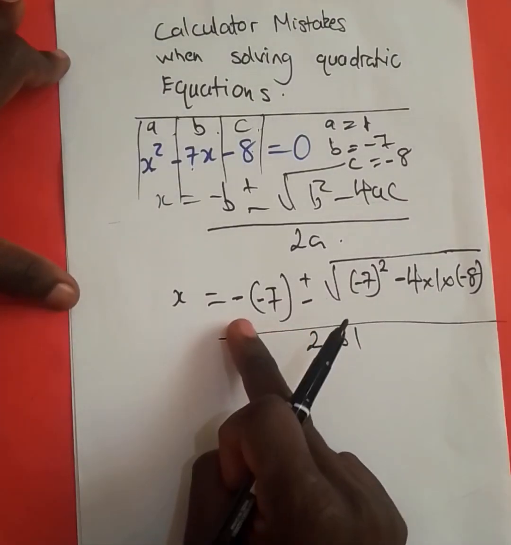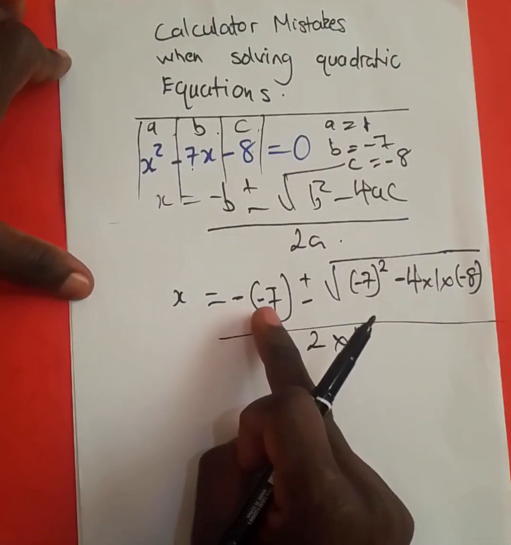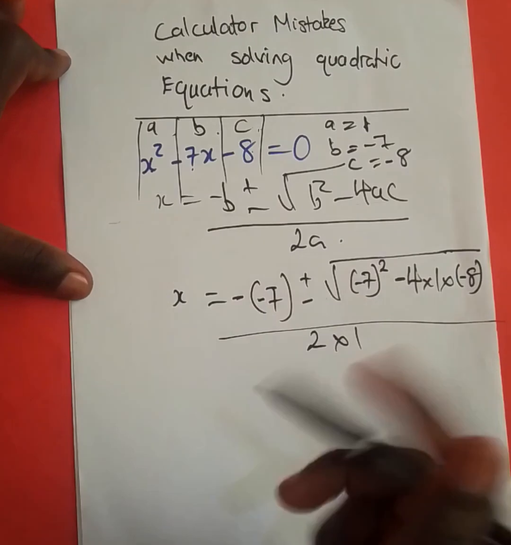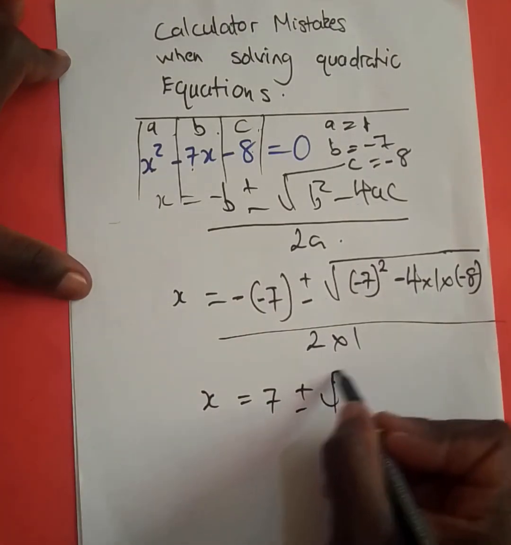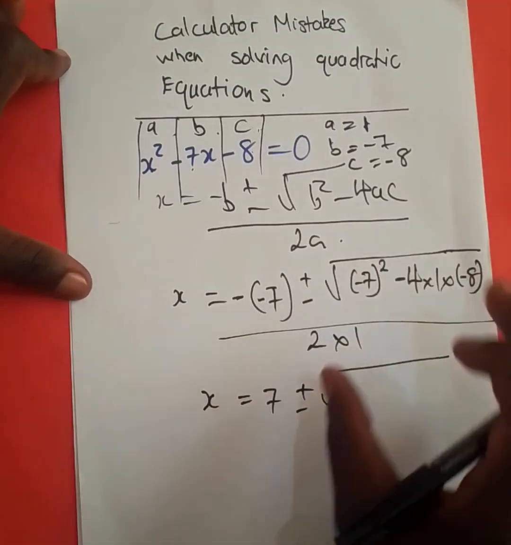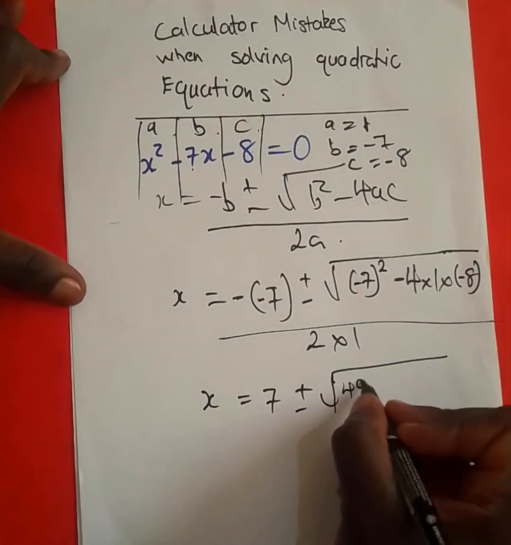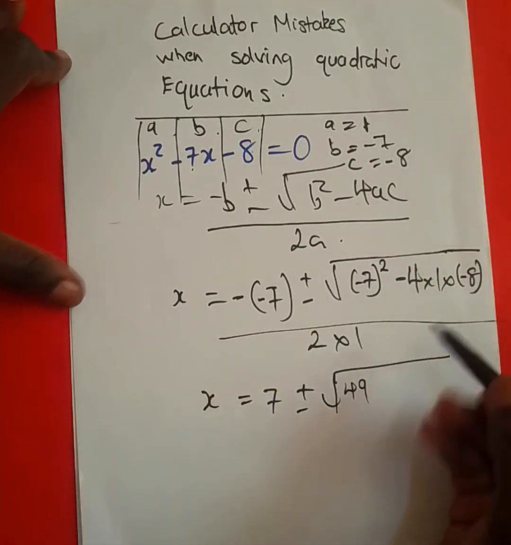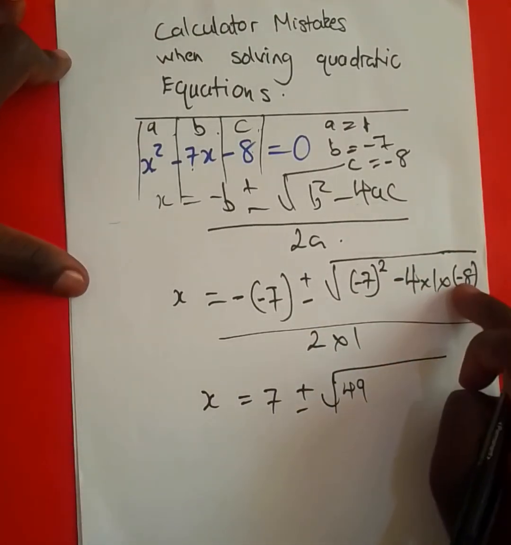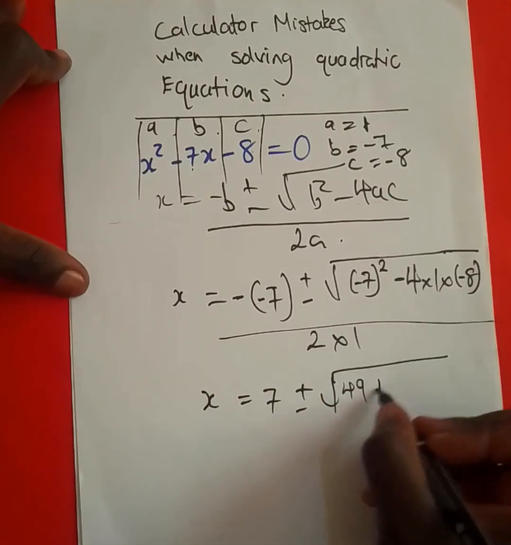Take note of this common mistake: a negative times a negative is equal to a positive. So x is equal to 7 plus or minus the root of negative 7 squared, which is 49, positive 49. Negative 7 squared is 49. Therefore, this negative times this negative is going to lead to a positive, so plus.